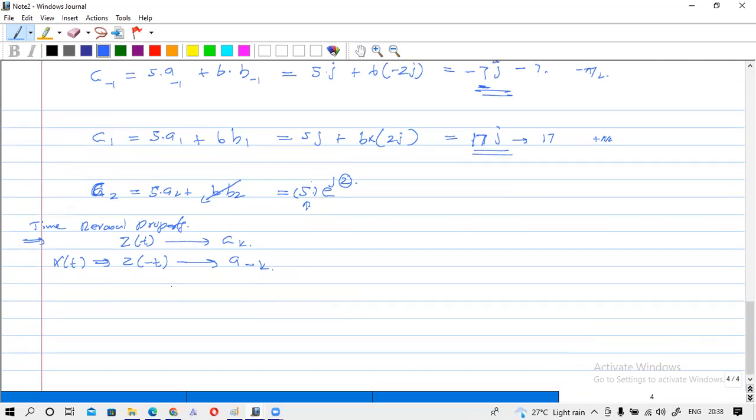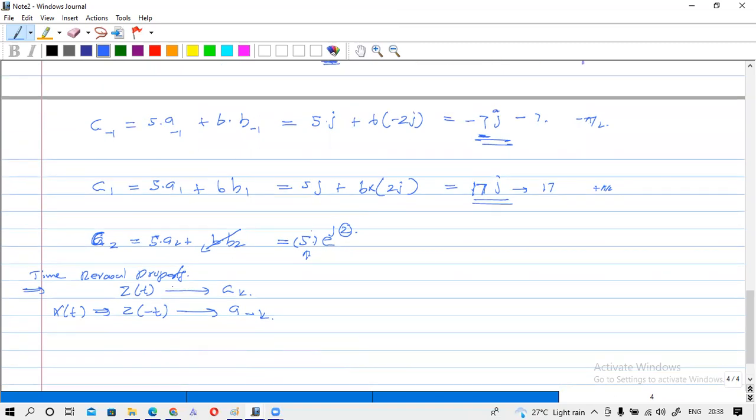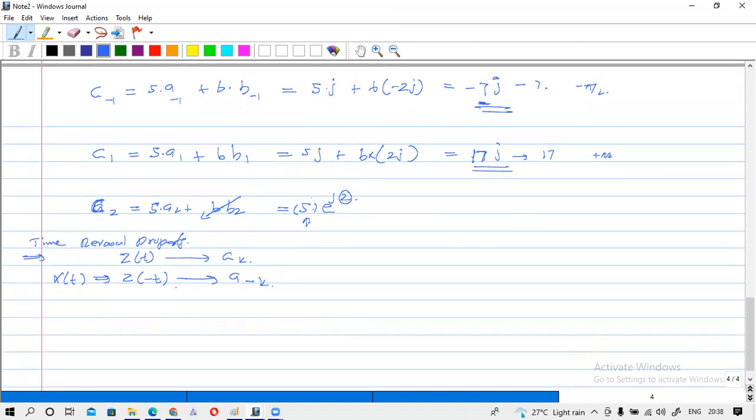Let's say that for z minus t, the coefficients are some value, qk. We know that using the time reversal property, qk is equal to a minus k. So this is the time reversal property. Now we have to find these coefficients.